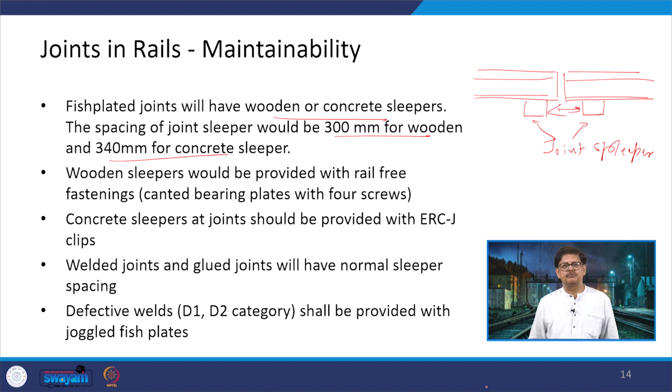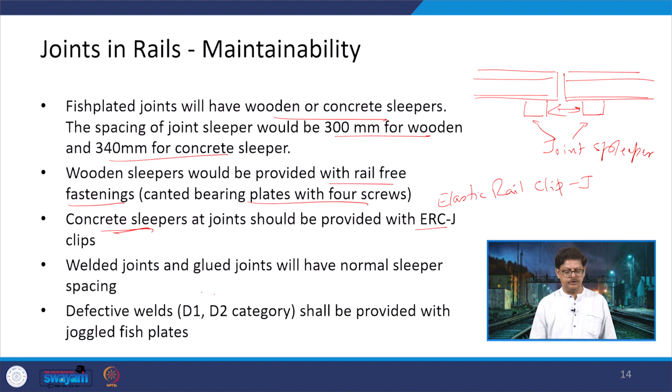The wooden sleepers would be provided with rail free fastenings. Now, if the rail free fastenings have been provided, in this case, say the canted bearing plates with the 4 screws, then the stresses will get reduced. The concrete sleeper at joints should be provided with the elastic rail clips. This is the elastic rail clip for joints. So, this is for the concrete sleepers.